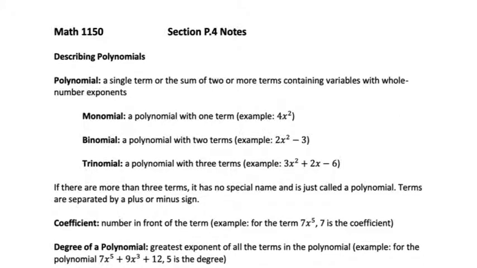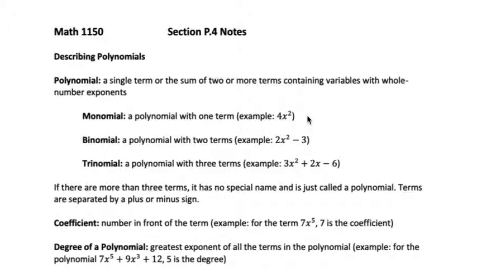In this video for section P4, we're going to start by reviewing some vocabulary about polynomials. A polynomial is a single term or the sum of two or more terms, containing variables with whole number exponents. Whole number exponents means that you can't have negative exponents and you can't have fraction exponents or roots. So we have some other definitions here.